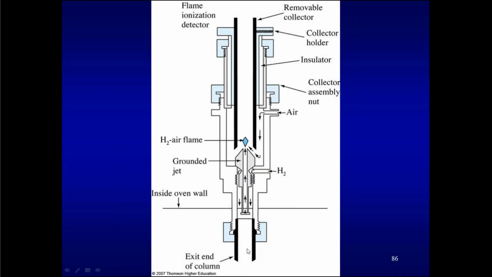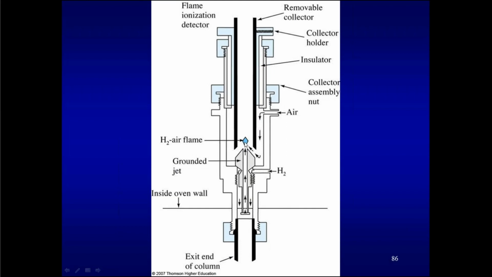Now we come to the bottom here. Here you have the column connected at this end, and whatever is coming out from the column, the column effluent, enters through this capillary. So here it comes into the detector. Just before reaching the detector, hydrogen also is combined. When hydrogen is introduced, you will get the hydrogen flame. Here you can see air is also there. So when hydrogen burns in the presence of air, it gives you the hydrogen flame.